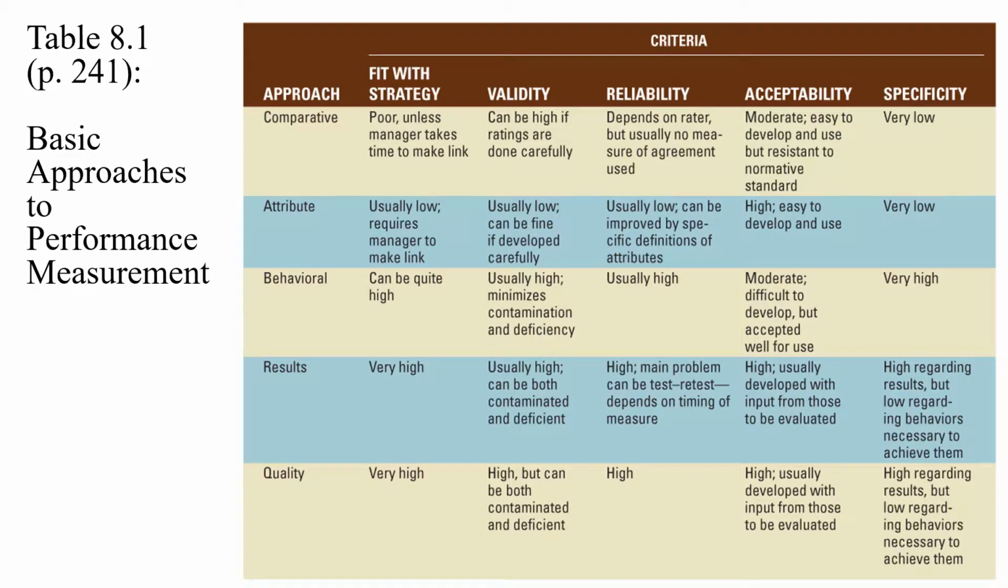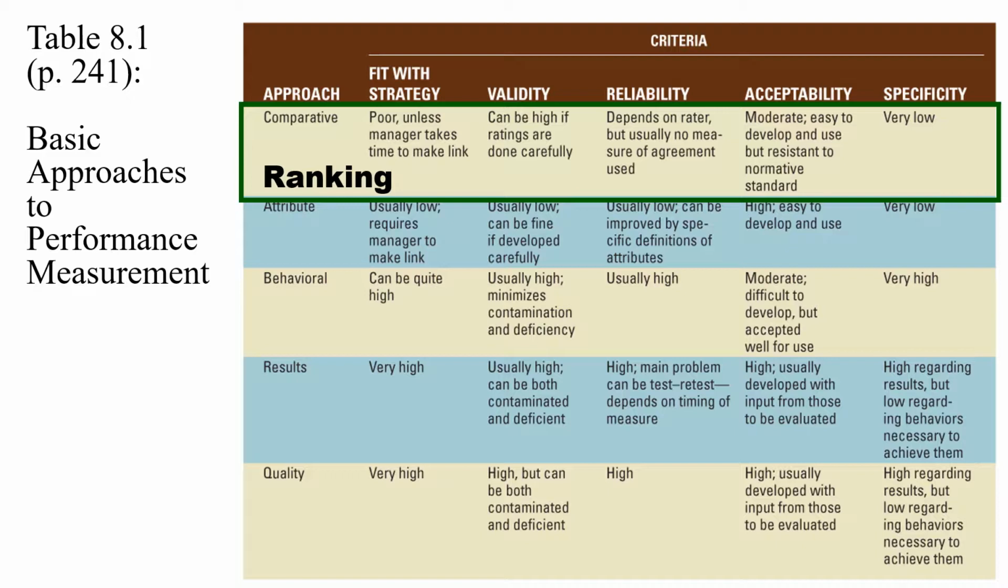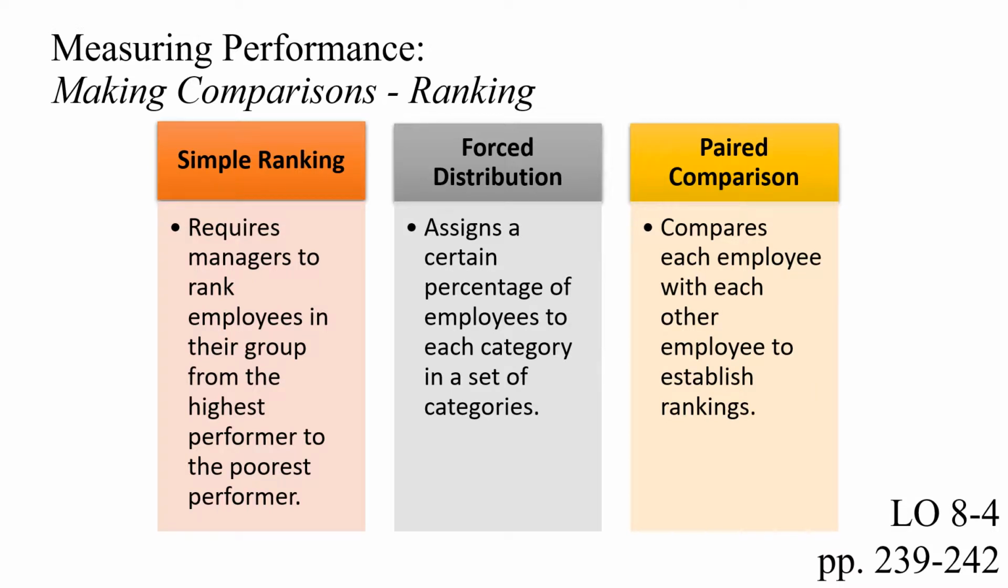Back to our basic chart from our textbook, and looking across the top band, the first approach is comparative. A simpler way of saying comparative will just be ranking. Ranking could take 3 forms. Simple ranking is just putting in number 1, number 2, all the way to the bottom. Forced distribution assigns a certain percentage of employees into each category for a set of categories.